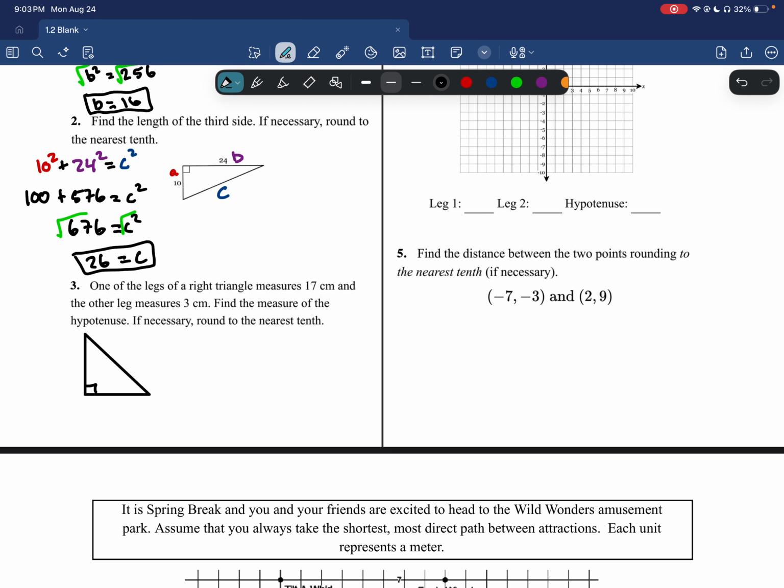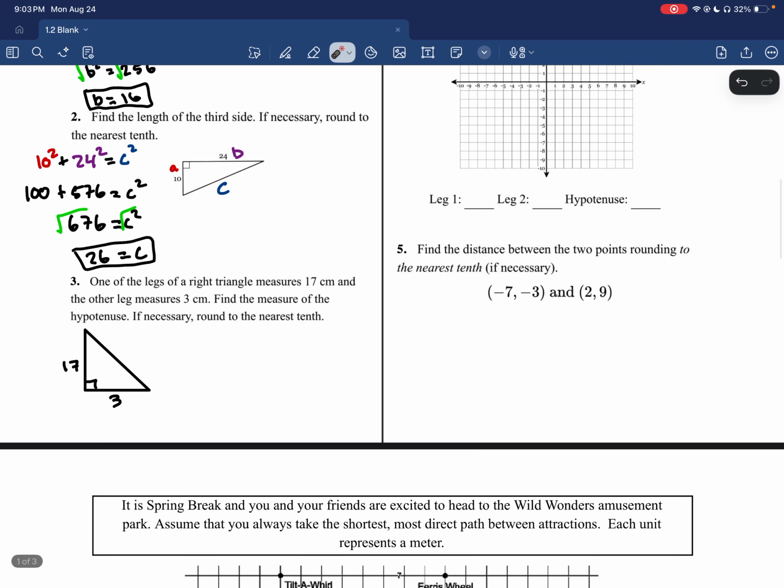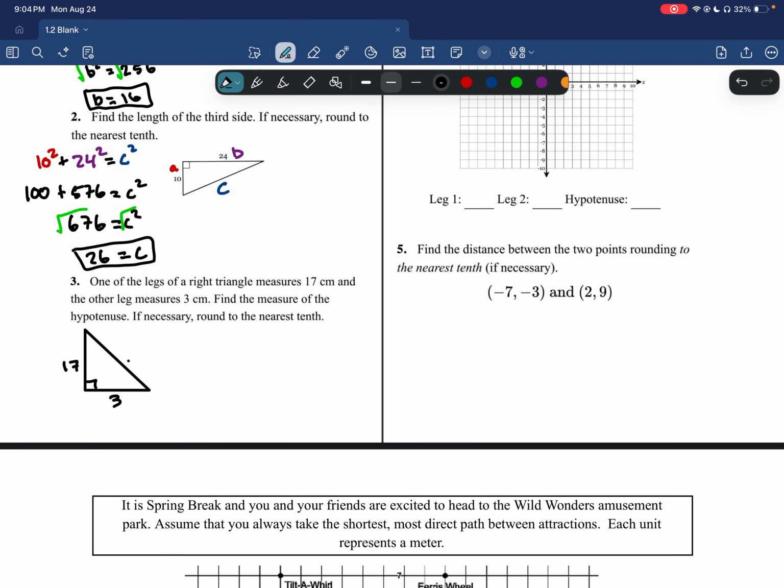It's a right triangle. It says one of my legs is 17 centimeters, so I'll call that one 17. And the other leg is 3 centimeters. Remember, the legs are the ones connected by the right angle. The hypotenuse is always straight across from the right angle. I'm trying to find my hypotenuse here.